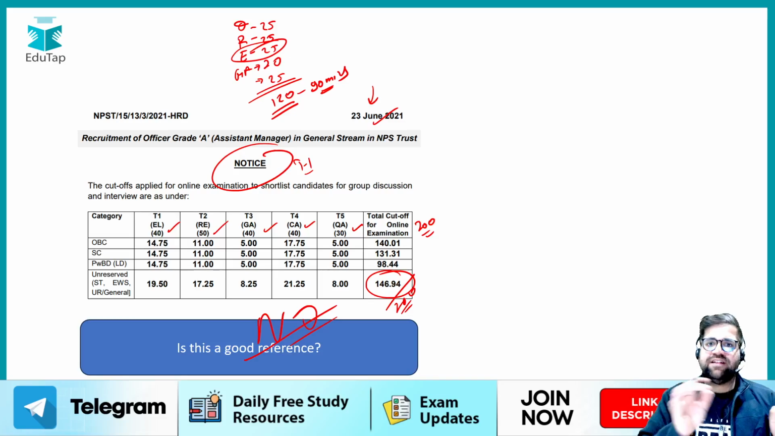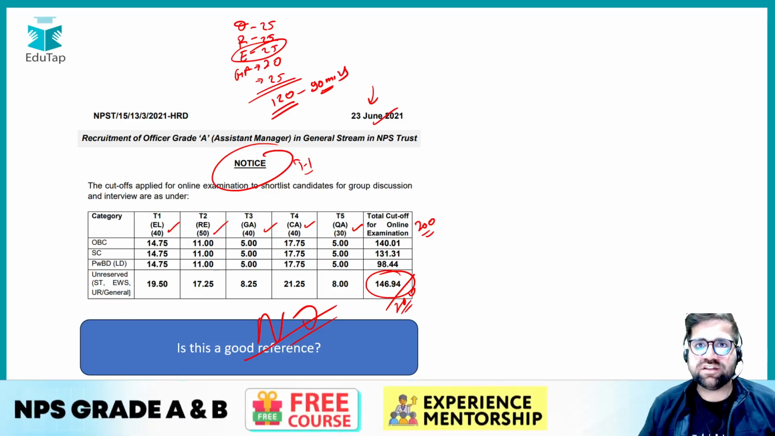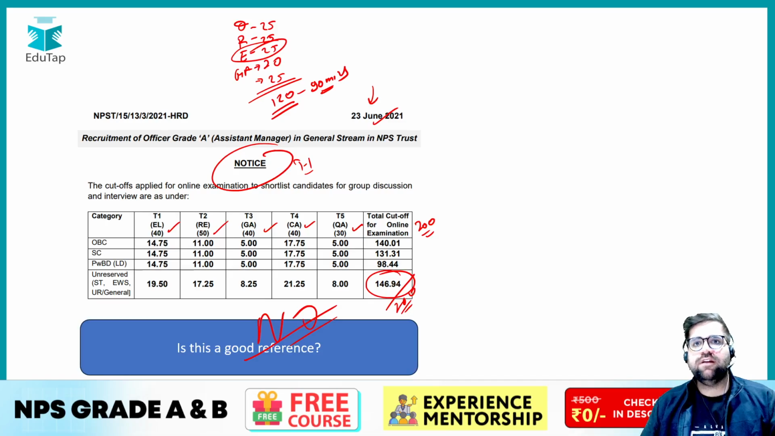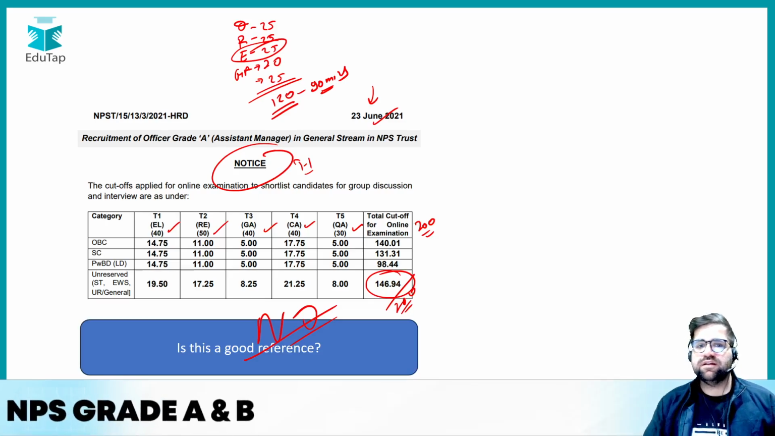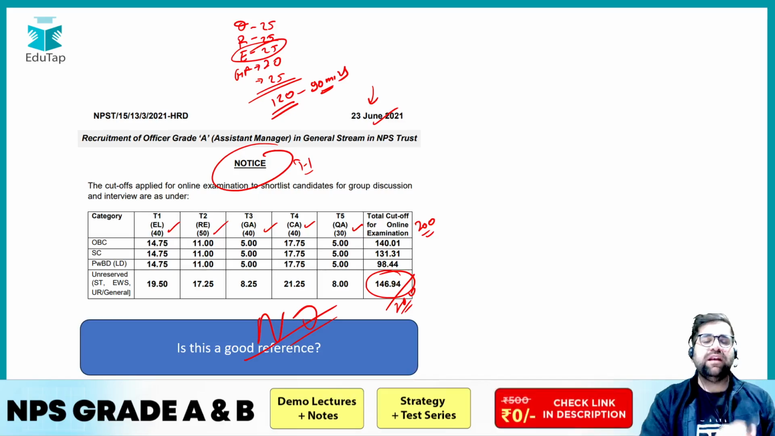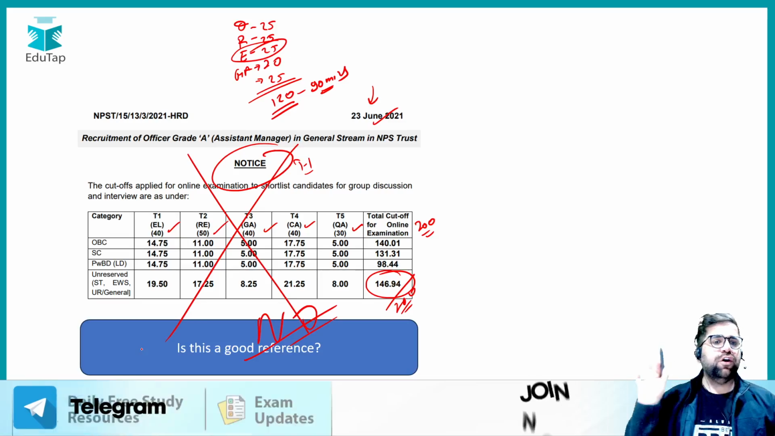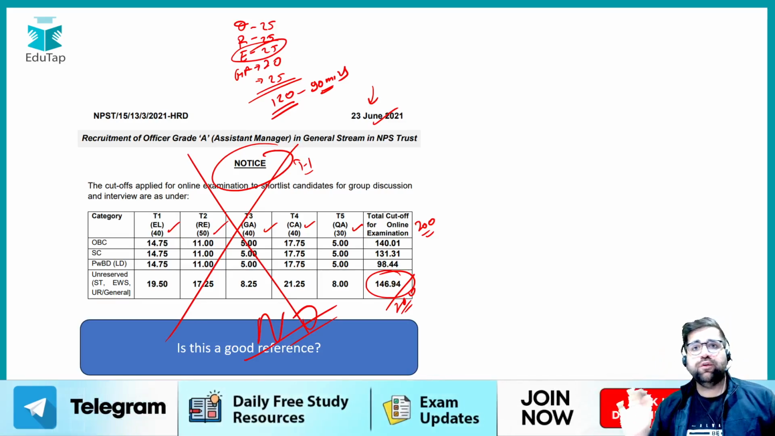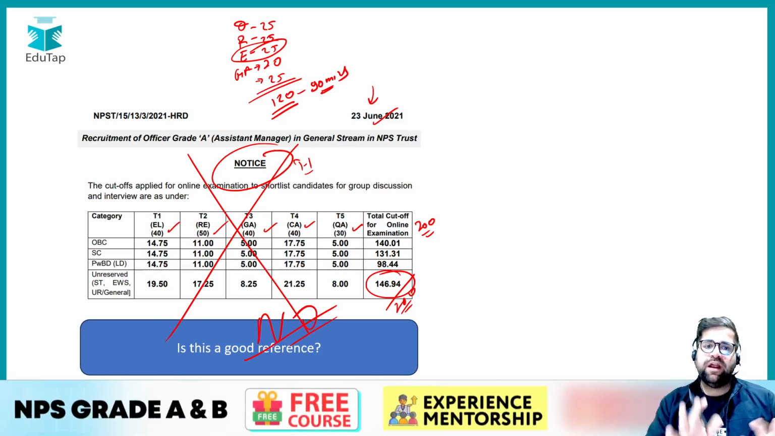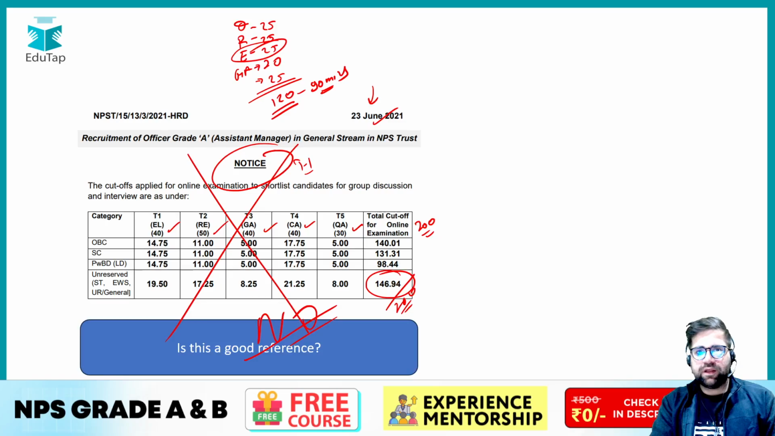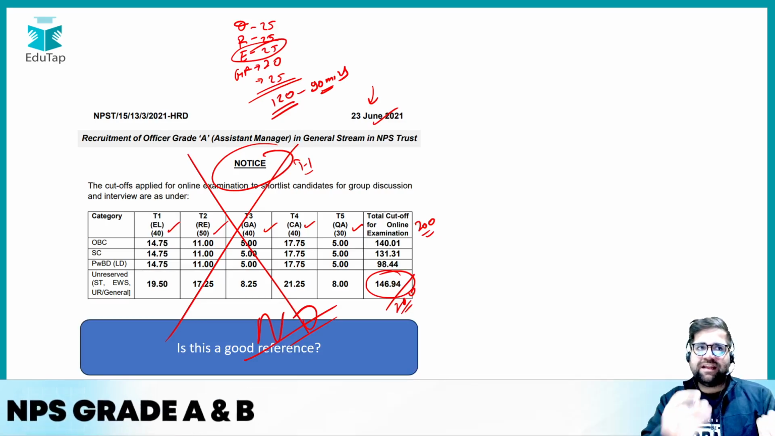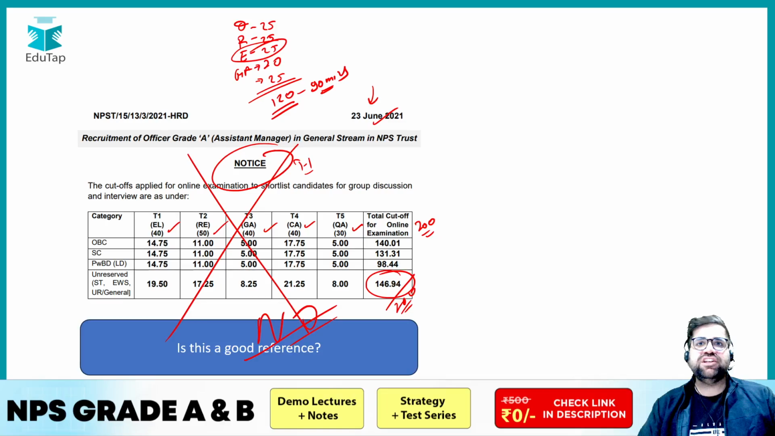If there is a minor change, then definitely we can have this as a good reference. But if the paper pattern has drastically changed, then I don't think this is a good reference for your 2025. So if I was a student in your place, I would have looked at this particular cutoff, but at the same time I wouldn't have paid that much heed, that much importance to these numbers.